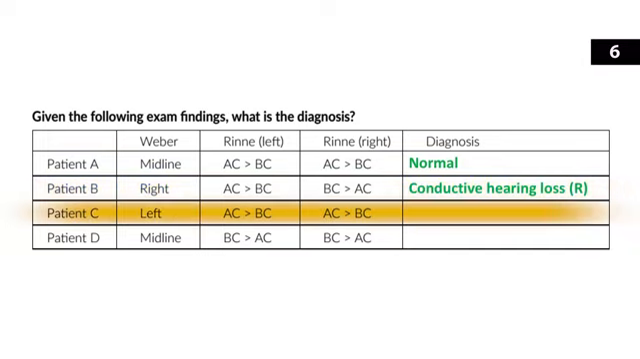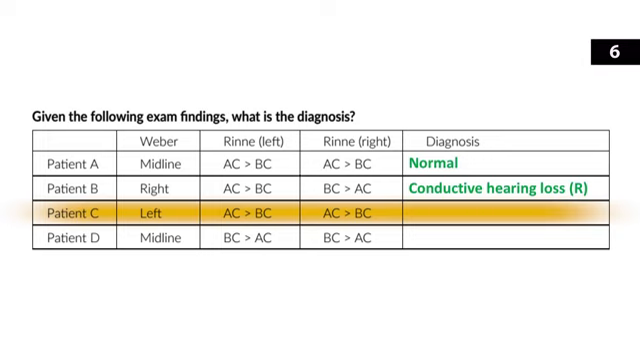In patient C, the RENA test is normal on both sides. So we're done, right? Wrong. This is how you get fooled if you try to hang your hat on one test without the other. The Weber test is abnormal because it lateralized to the left. So maybe that means there's a conductive hearing loss on the left, because with conductive loss, the Weber test lateralizes to the side of the affected ear. But no, the RENA test is normal, so you can't have conductive hearing loss.